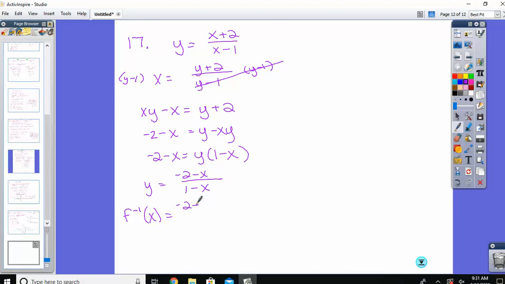Now, depending on which side you moved it to, you might also have x plus 2 over x minus 1. Those are equivalent, so either way is okay.